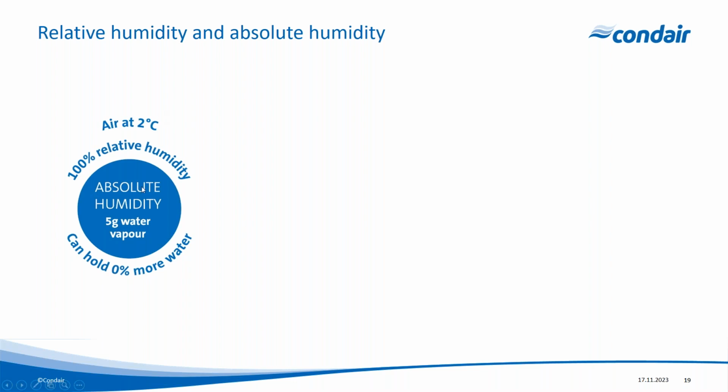If we imagine this blue circle is a container of air, and it contains about 1 meter cubed of air. But if the absolute humidity, or the amount of water vapor in that air, is 5 grams, then that air will be at its maximum capacity. It can't hold any more water. So at 2 degrees C, our 1 meter cube of air containing 5 grams of water vapor is 100% saturated. So 100% relative humidity.